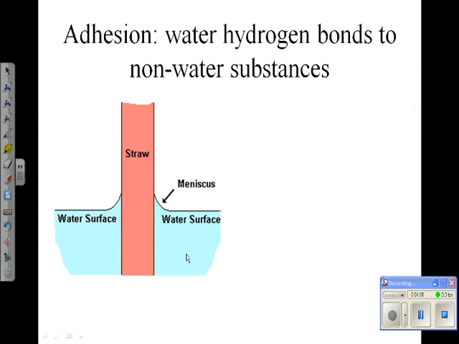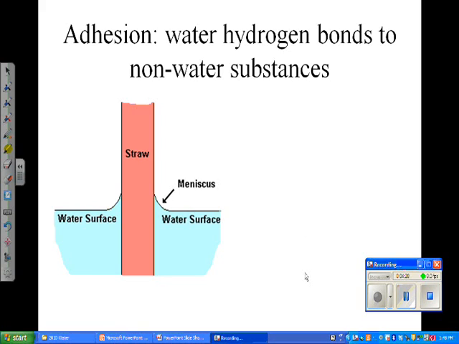Adhesion is another property of water that is similar to cohesion. It comes from hydrogen bonding. And adhesion is the attraction between unlike molecules. In this case, the hydrogen bonding of water to non-water substances or surfaces. Because cohesion and adhesion both depend on hydrogen bonding, we can consider them to be related properties of water.